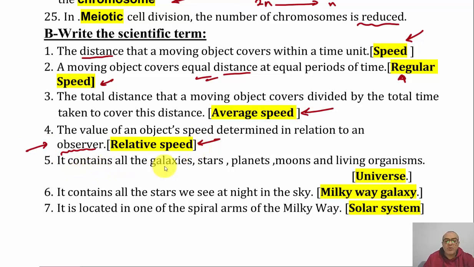It contains all the galaxies, stars, and planets, so it is the universe. It contains all the stars we see at night: it's the Milky Way galaxy. Our galaxy is called the Milky Way. It is located in the spiral arm of the Milky Way: it's our solar system.